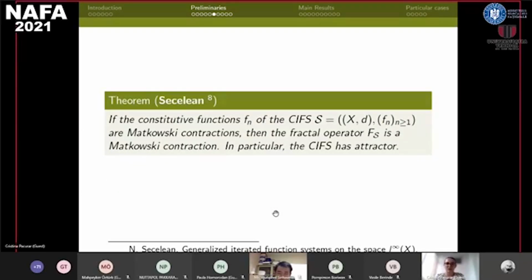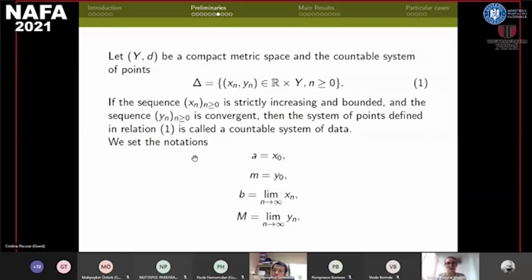Secelean proved the following result: if the constitutive functions Fn of the countable iterative function system S are Matkowski contractions, then the fractal operator Fs is a Matkowski contraction, and as we saw, if it has a fixed point, then the countable iterative function system has an attractor.